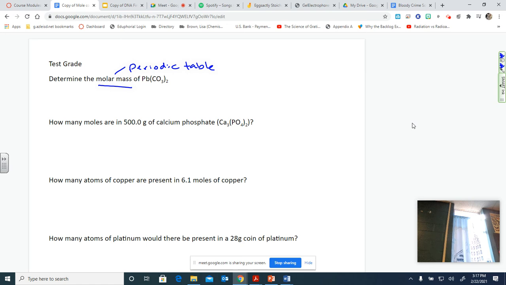So I'm going to look up Pb's mass, which is lead. I'm going to look up carbon, and I'm going to look up oxygen. I'm going to look up all their masses. Find them. Pb, way down here, number 82. It has 207.2, so it's a heavy one. Lead is heavy. 207.2. Then I have carbon. Carbon is 12.01.